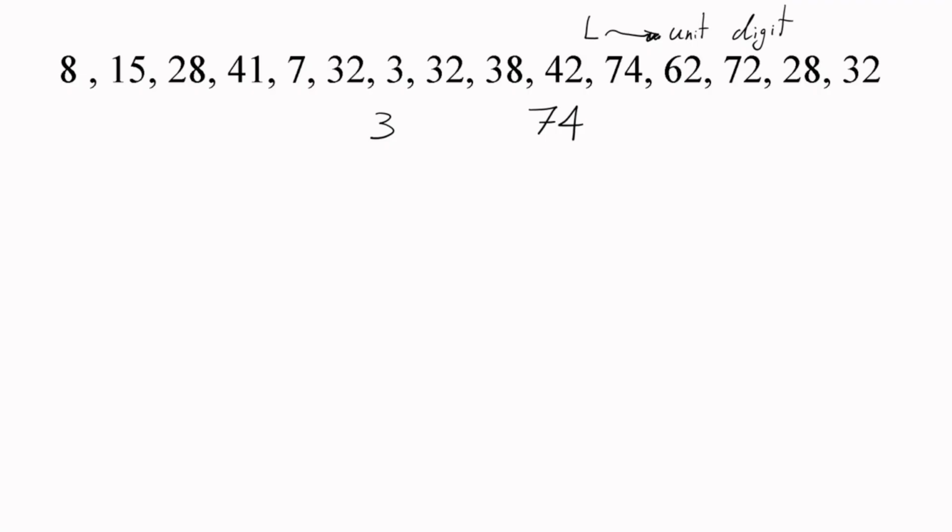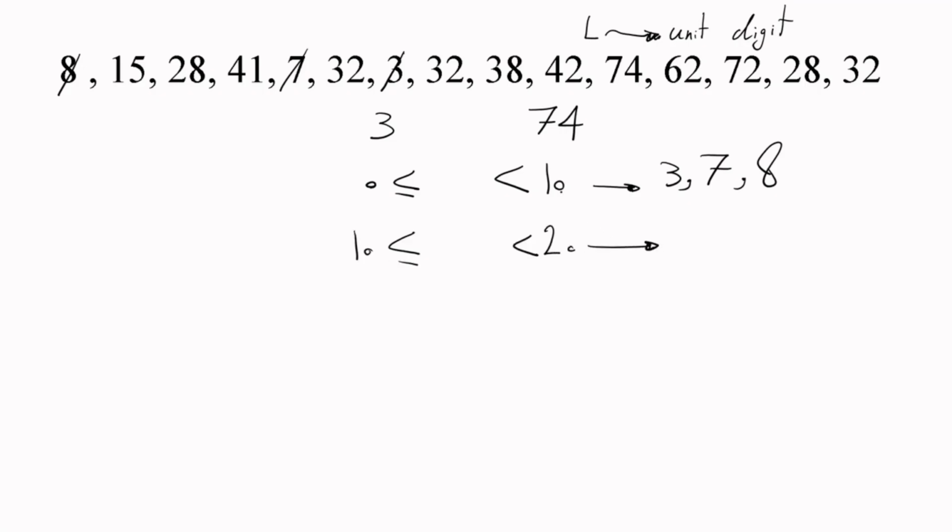Okay, let's group these data based on their stem. First, the numbers between 0 and 10: what do I have? I have 3, 7, and 8. I'm going to write them here. When it is between 10 and 20, what do I have? I have only 15.